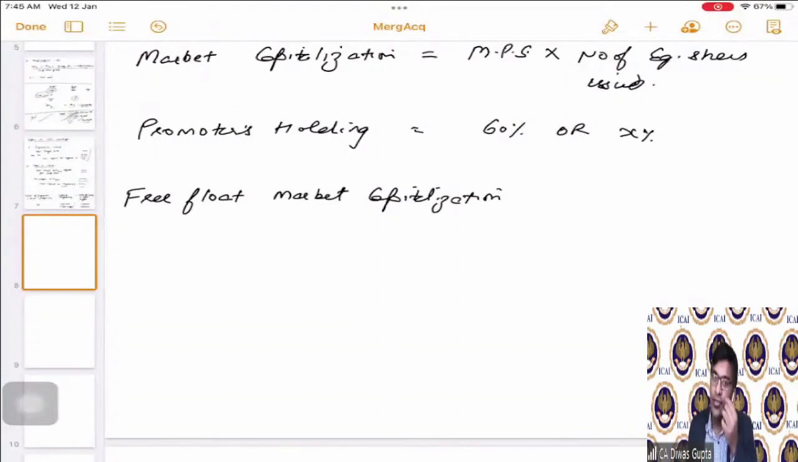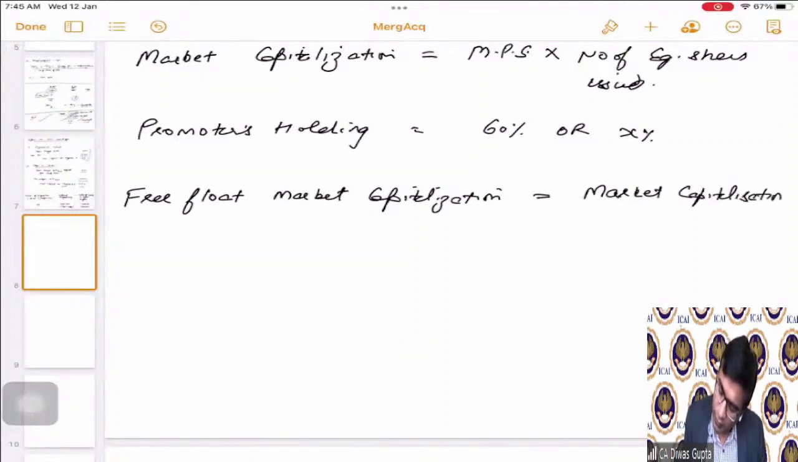But what we say is the market capitalization that is freely available to float in the market. The free float market capitalization is equal to the total market cap multiplied by 1 minus promoters holding. Simple.